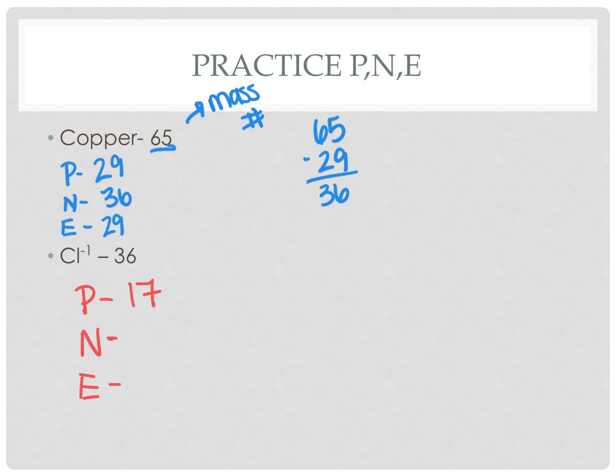Okay, neutrons. How are we going to figure out the neutrons? We're going to use the mass number provided and subtract 17 from 36. What do you end up getting? 19. Okay, so then this atom has 19 neutrons. And then finally for electrons, is there a charge on this one? Yes. What does that -1 tell you? That's an extra electron. Okay, good. There's got to be one more electron than protons. So how many electrons? 18. Good.